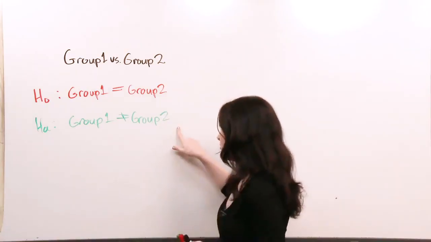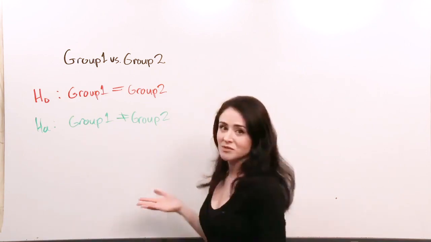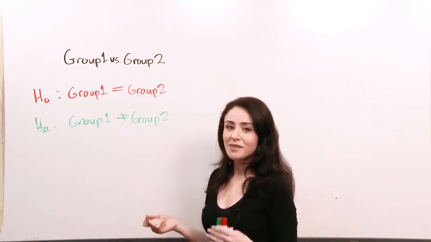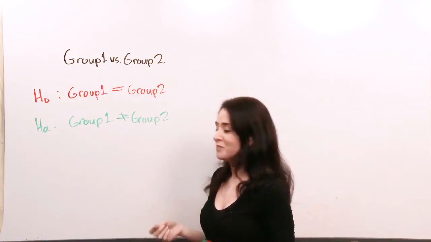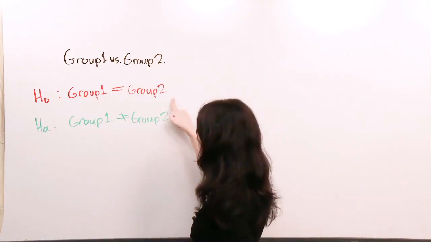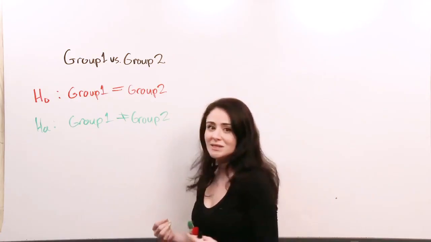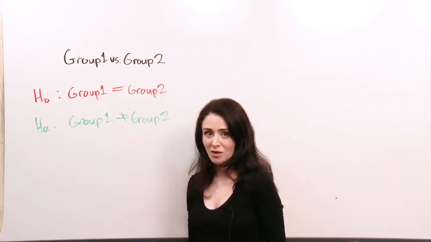Something that I want you to notice is that these two statements are mutually exclusive. That means if one of them is true, the other one is false. They cannot both be true. Now that we have our null hypothesis, we need to decide whether or not we think that it's true. If we think that it is not true, that is called rejecting the null hypothesis.